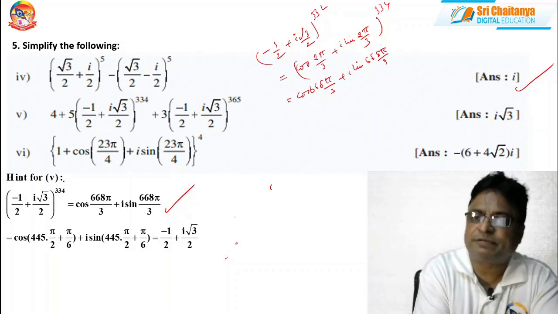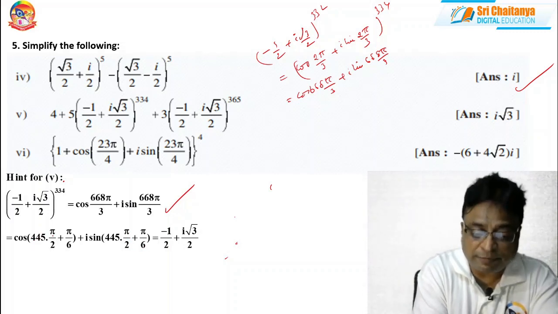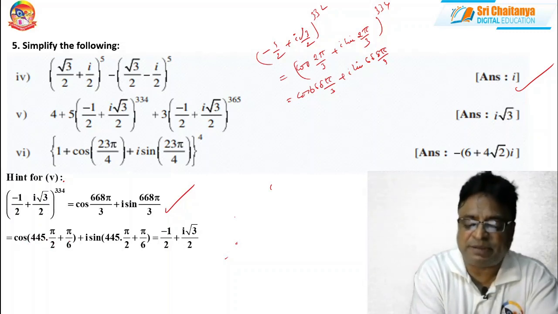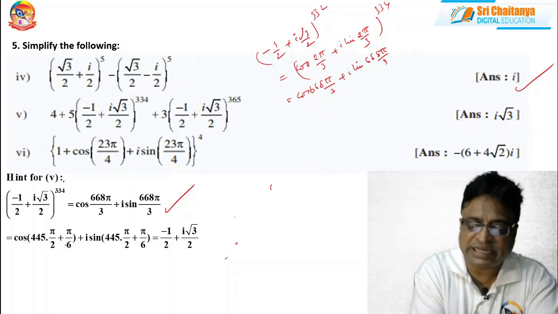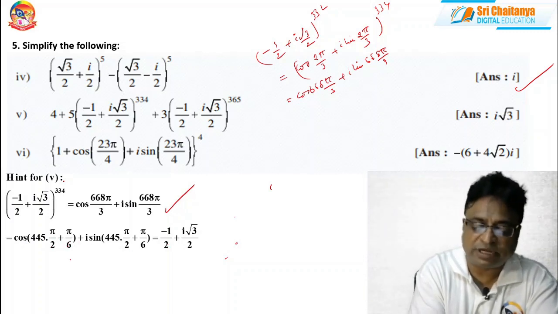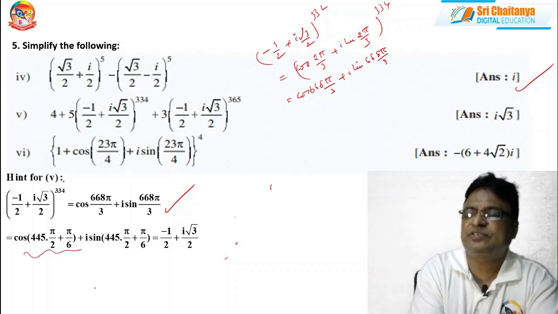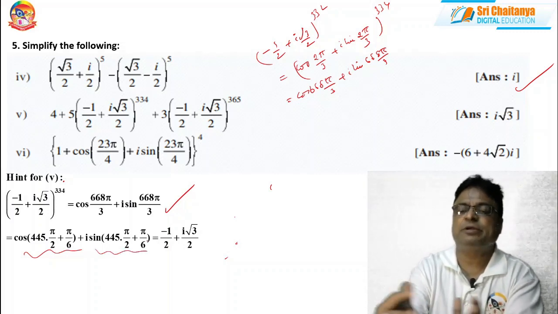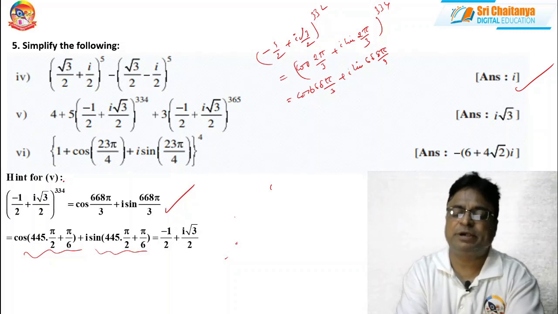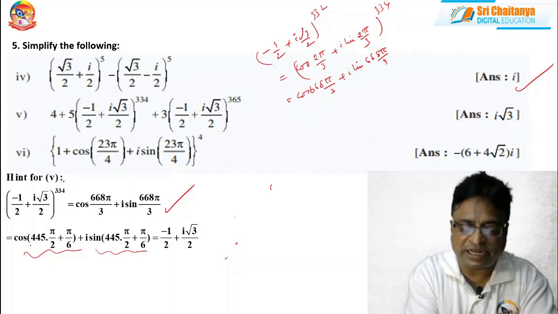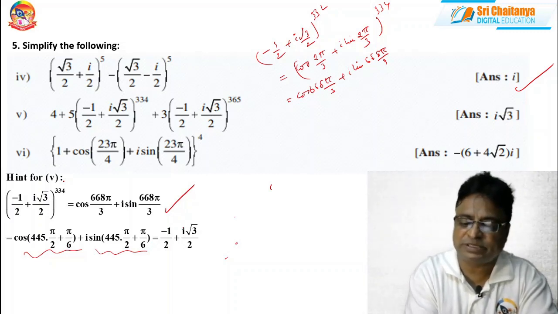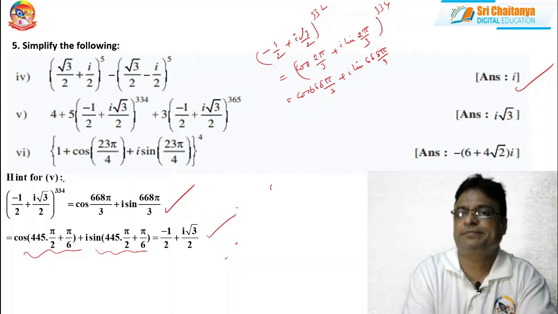Since this is 445 pi by 2, therefore what? After simplification, this becomes sin pi by 6, that is minus sin pi by 6, that is minus 1 by 2, because this is all trigonometry. You apply the trigonometric identity for sin of n pi by 2 plus theta and cos of n pi by 2 plus theta, and you will get minus sin pi by 6 plus i cos pi by 6. So minus 1 by 2 plus i root 3 by 2.